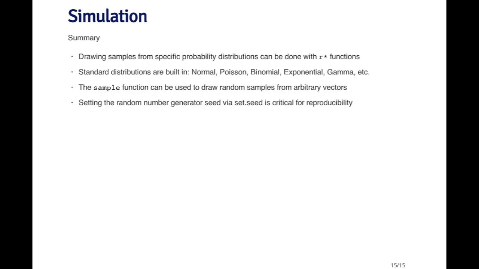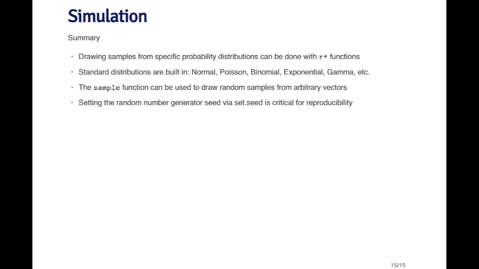So that's a very quick summary of the simulation functions in R. You can draw random samples from specific probability distributions with the R functions, so rnorm, rpois, or sorry, rpois, rbinom we saw already. All the standard distributions that you will need are built in, things like the normal, the Poisson, the binomial, the exponential, gamma, etc. All those functions are built in, and you can use the corresponding R functions to simulate from them.